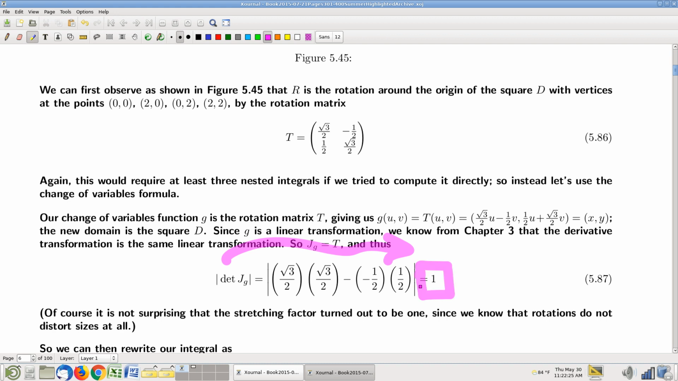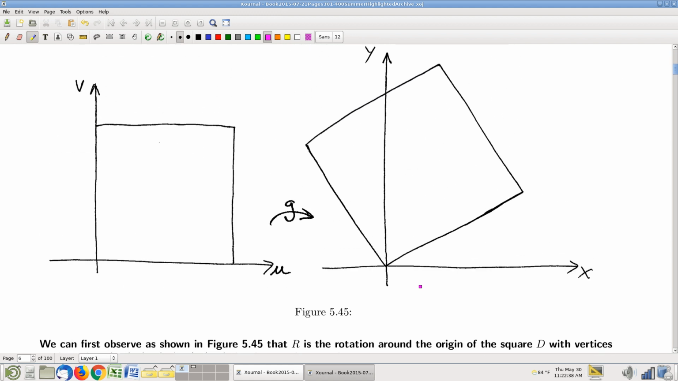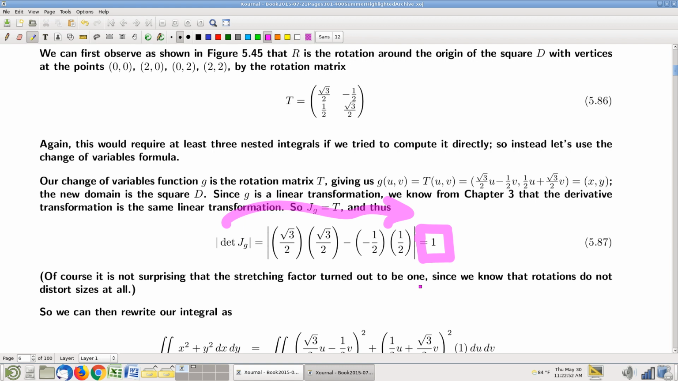Now, before I go on, let's take a quick pause and try to figure out what happened. Is this a coincidence, or is this natural? And I claim it's pretty natural. Let's recognize, after all, this G function, all it does is rotate. And when you rotate, things don't get bigger. They don't get smaller. Right? Rotating preserves areas. So the stretching factor really should have been 1. Right? Now this is as it should be. Everybody on board?